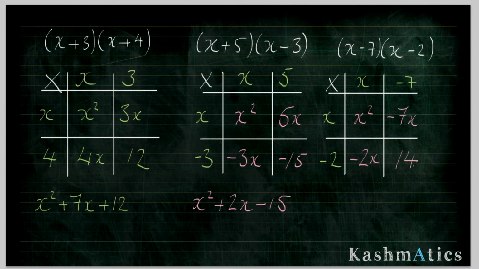So those are the terms which we need to simplify and collect. So what we've got here is a single x squared, so that one's easy, x squared. We've got a minus 7x and a minus 2x.